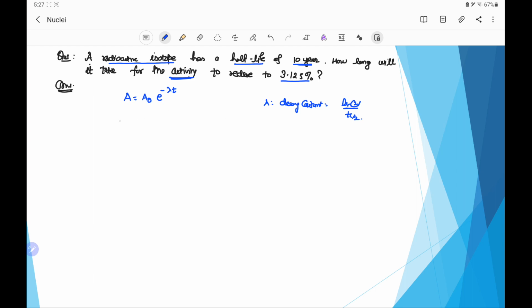Using this relation, we can write that activity reduced to 3.125. So A is 3.125 when the initial activity was 100, into e raised to the power minus, and this lambda can be written as ln 2 by t1/2. So we can write it as ln 2 by t1/2 into t.